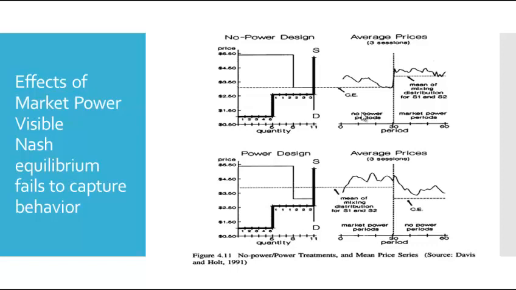These are the results for the posted prices. If you look at the top, the situation has no power for the first 30 periods, and the posted prices decline very slowly towards the competitive equilibrium. In the next 30 periods, you give one of the sellers market power, and then you see that the prices jump up to the higher price.